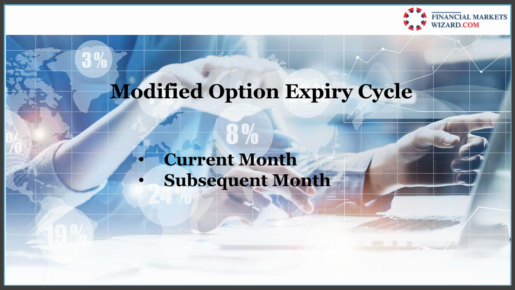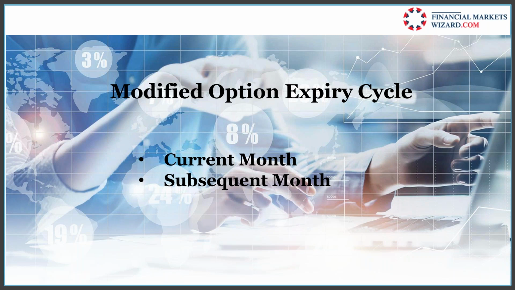Before, options were introduced as an investment, and then later they realized that options can be used for speculation or hedging. So we need to introduce the current month and the subsequent month also. If they only introduced the current month and only 1 week or 1 day is left, then traders cannot speculate. They said, okay, at least we will have another month added, the subsequent month.